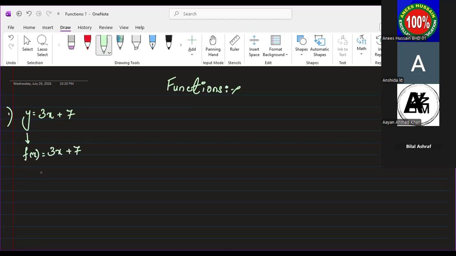For example, if the value of x is equal to 2, I am going to plug in 2 in the place of x and simplify the equation, and this is going to be 6 plus 7. This is 13, right? So when the value of x is equal to 2, f(x) turns out to be 13, right?